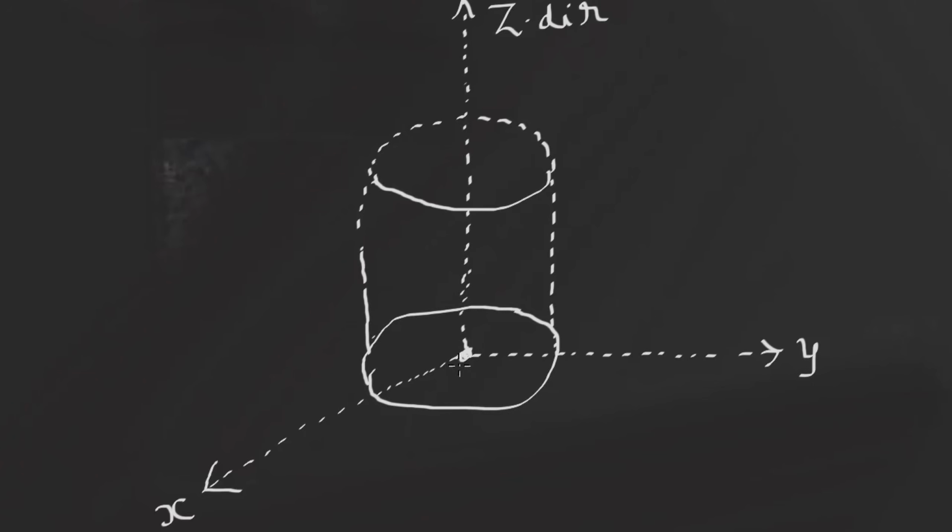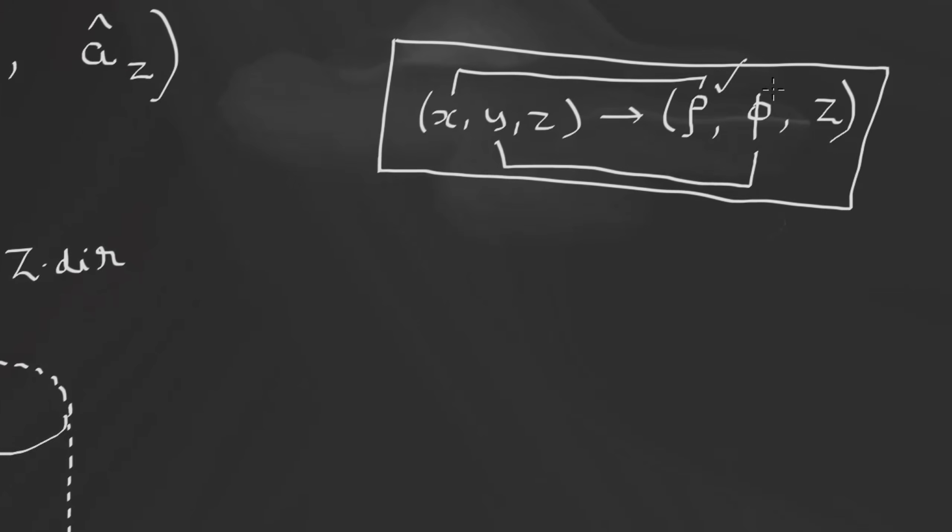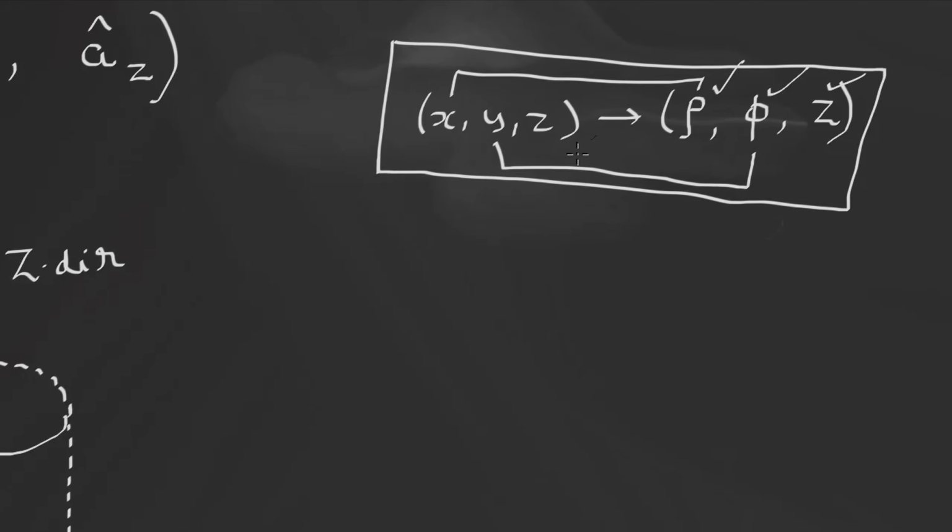And this particular point will be the origin. So let me say that this center point is known as the origin. It will represent 0, 0, 0 for the three numbers. What are the three numbers? The three numbers are rho, phi and z, not x, y, z.